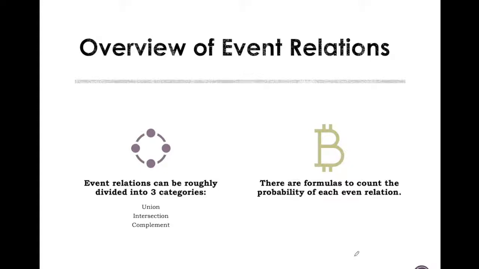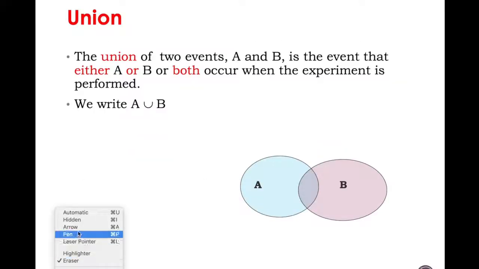Okay, overview of the event relations. In a nutshell, event relations can be roughly divided into three main categories. The first one is unions, the second one is intersections, and the third one is complement. All right. There are formulas to count the probability of each event relation. So let's start with the first one, which is the union.